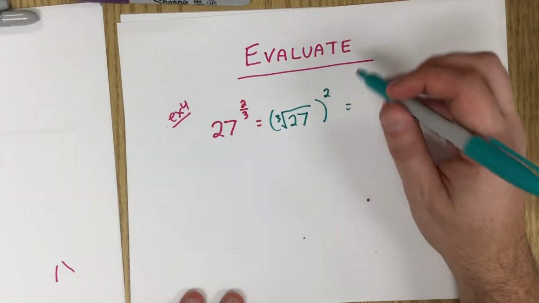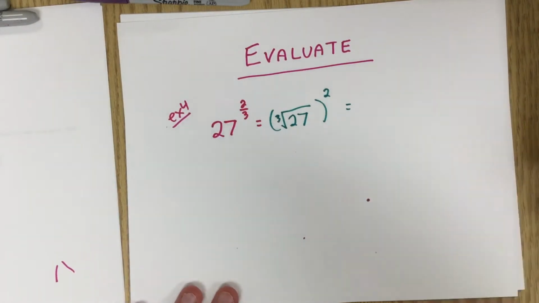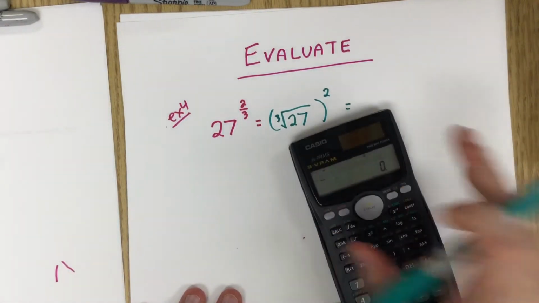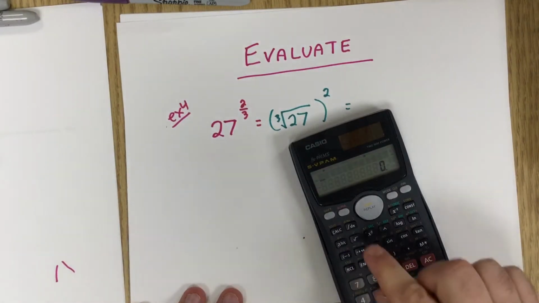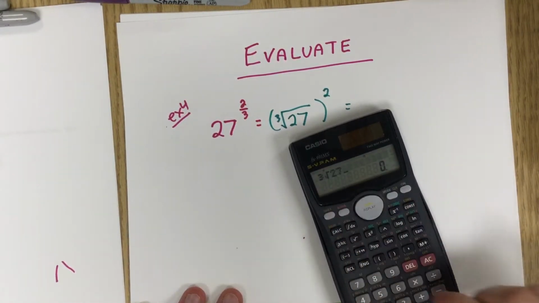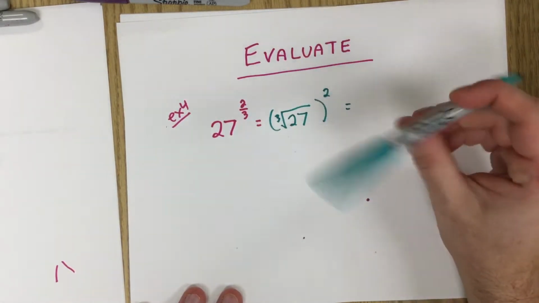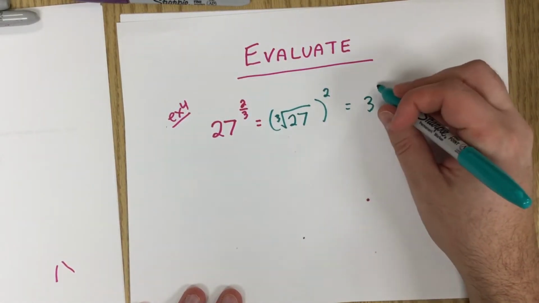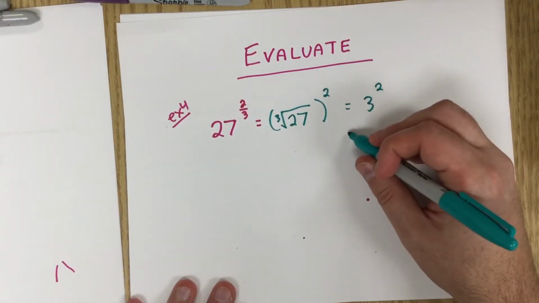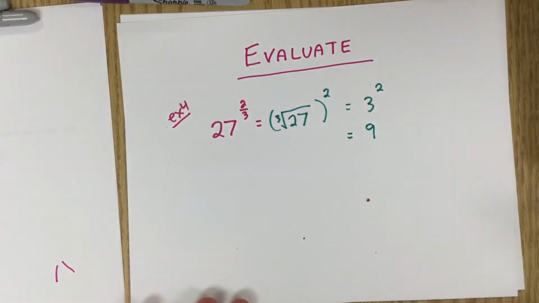And the cube root of 27 is what times itself equals 27. And you could probably do it in the calculator if you're not sure. There's a cube root button, and the cube root of 27 is 3. And that's going to give us 3 squared, which is going to be equal to 9. So 27 to the 2/3 is equal to 9.